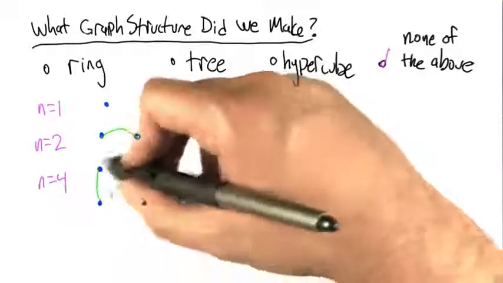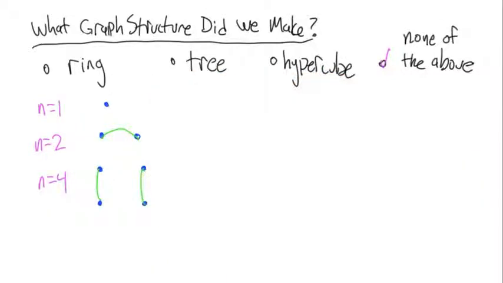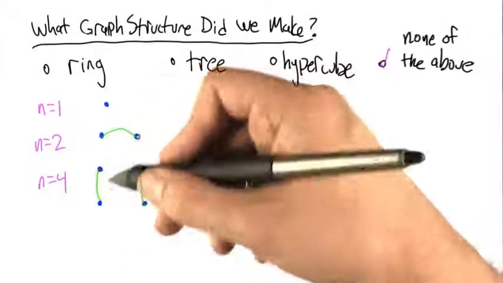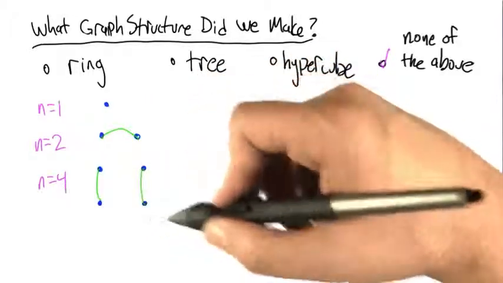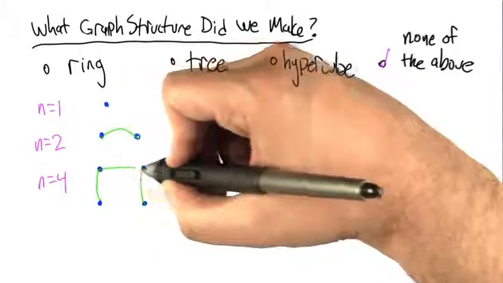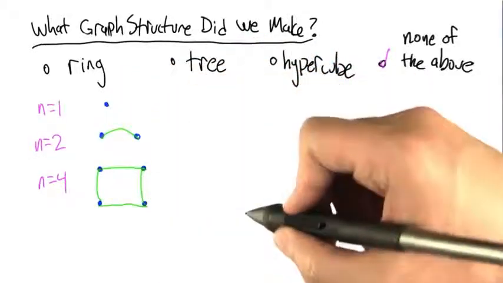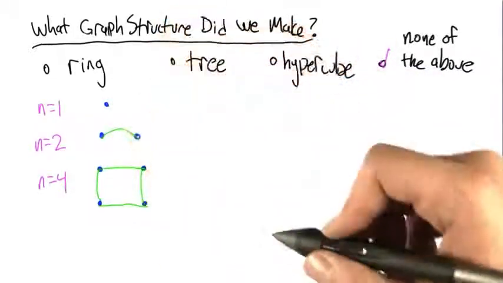Okay, in the n equals 4 case, we have n equals 2 graphs, and then the algorithm arbitrarily orders the two nodes in the two subgraphs, but it looks the same either way. If we flip this around, it still looks the same. So let's pretend I flip this one around, and then we connect up the corresponding nodes, and now we get something that is a ring. It's also a hypercube. Actually, all these have been hypercubes so far.